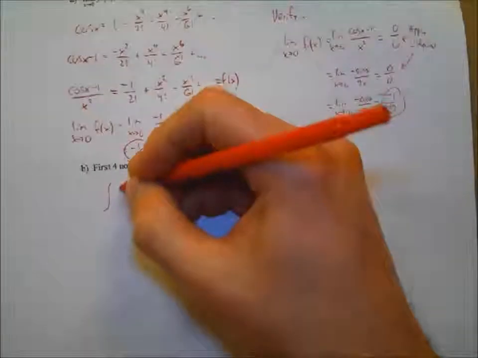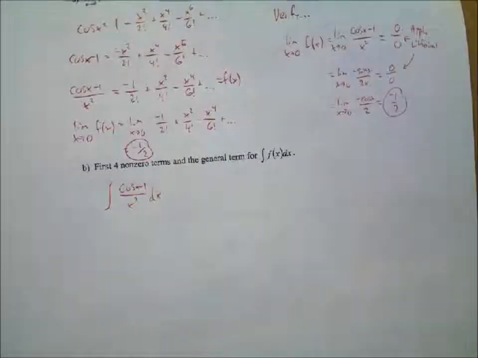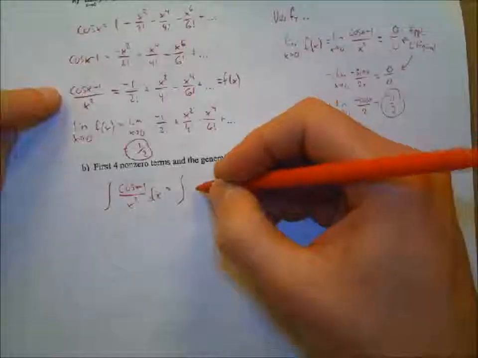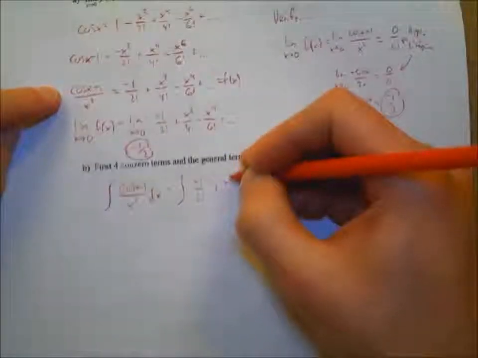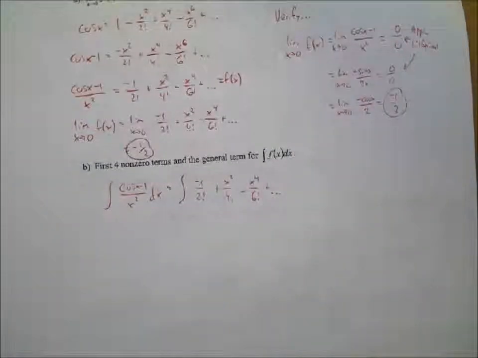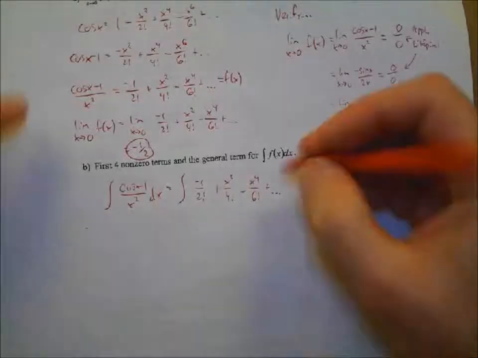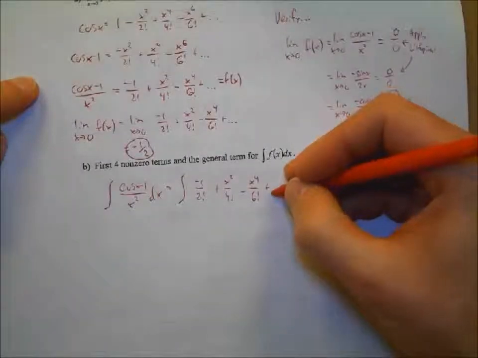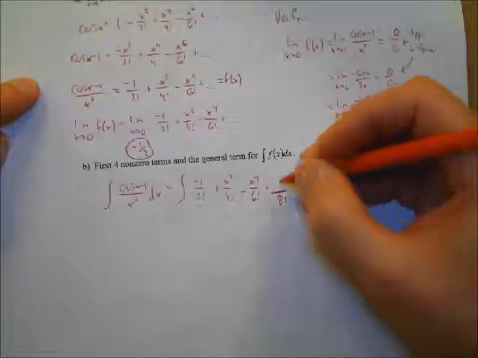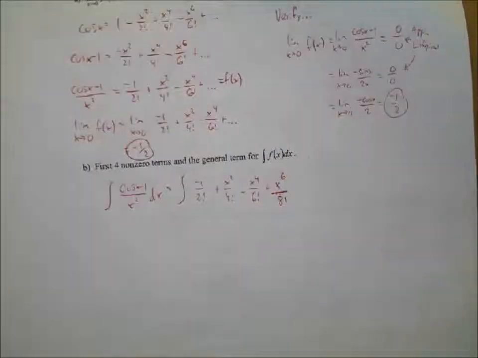The integral of cosine x minus 1 over x squared dx, that's what we wanted to integrate. What we know is negative 1 over 2 factorial plus x squared over 4 factorial minus x to the 4th over 6 factorial plus dot, dot, dot. You get the point. It says find the first 4 non-zero terms, so let me come up with one more term. It goes 2 factorial, 4 factorial, 6 factorial, so I'm guessing that's going to be 8 factorial, and then x to the 2, x to the 4, so hopefully x to the 6th there.